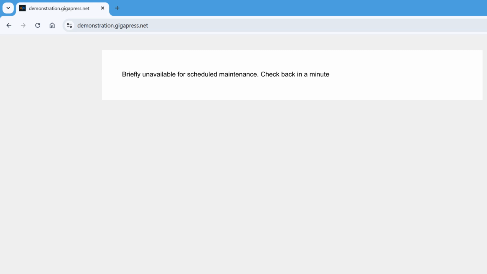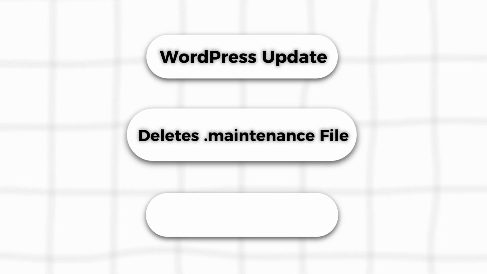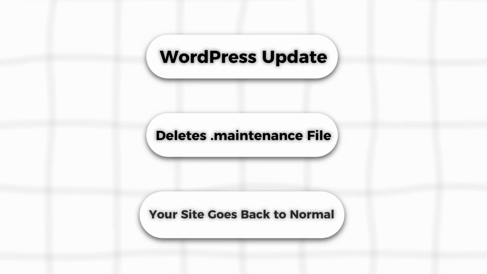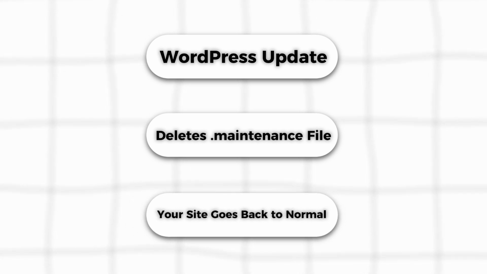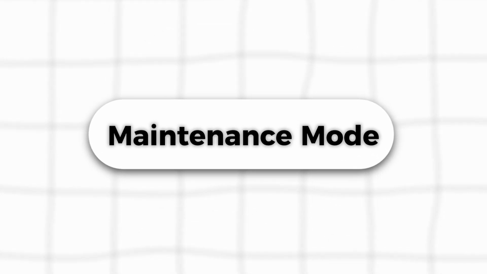Normally, this only lasts a few seconds. WordPress runs the update, finishes, deletes the .maintenance file, and your site goes back to normal. But if something interrupts the update, or your server is slow, that file can get stuck. When that happens, your site never leaves maintenance mode, and that message just doesn't go away. So how do we fix it?